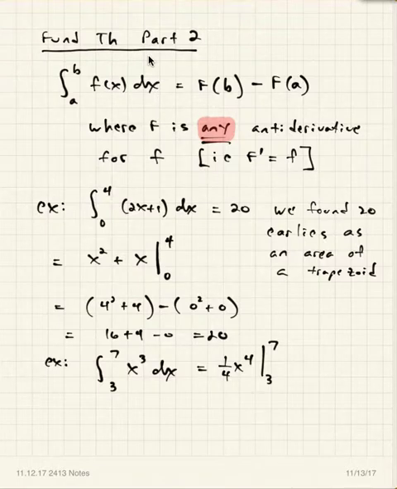So remember, 1/4 x to the 4th using the power rule is an antiderivative for x cubed. Remember, we just let the arbitrary constant be 0. And so we've got that. So now we just have to evaluate that antiderivative. So we evaluate it at the upper limit. We evaluate it at the lower limit.